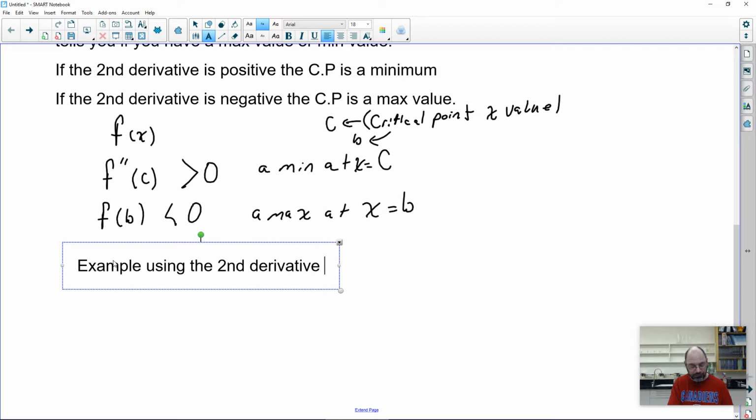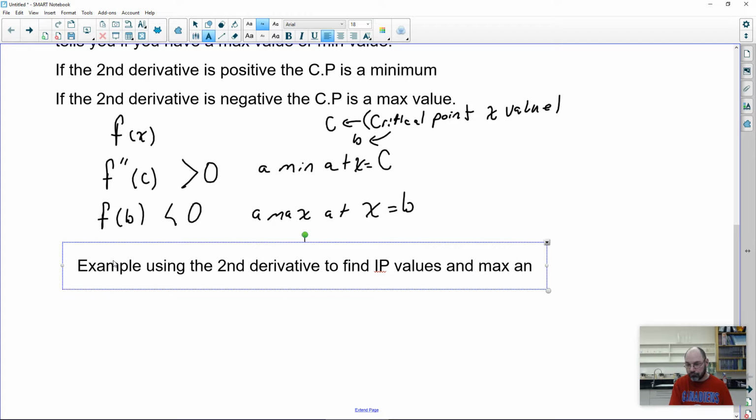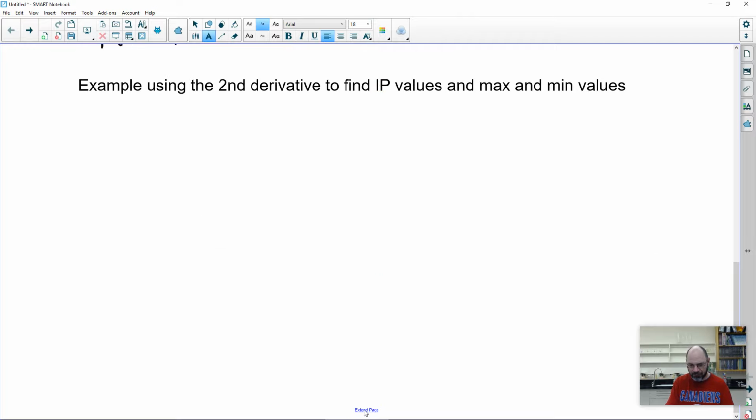So, using the second derivative to find IP values, and let's say max and mins. Now, we don't often use the second derivative to find max and mins all the time, because we can find it by just using the first derivative and looking at our sign analysis. But this is another way you can do it if you want to, or to check your work. So let's do an example of this.